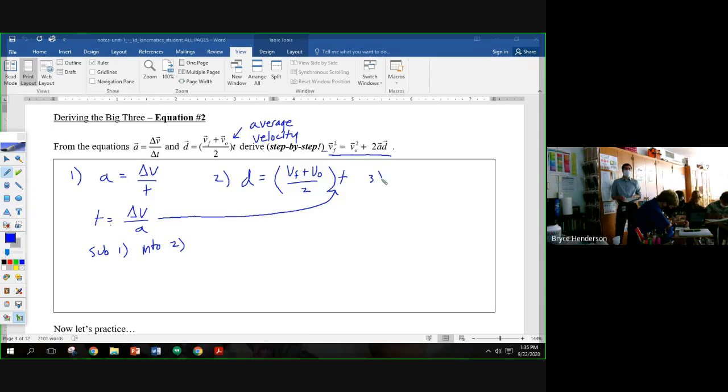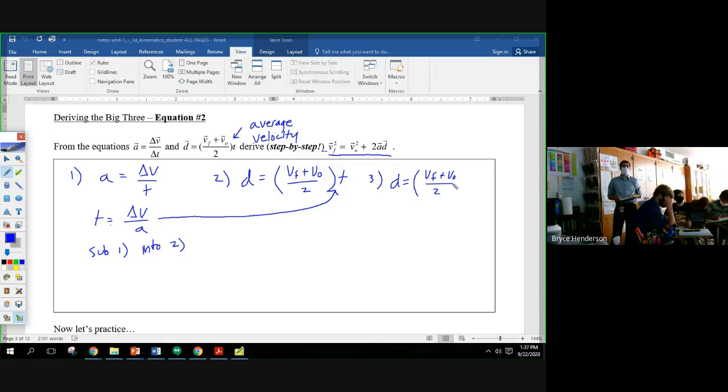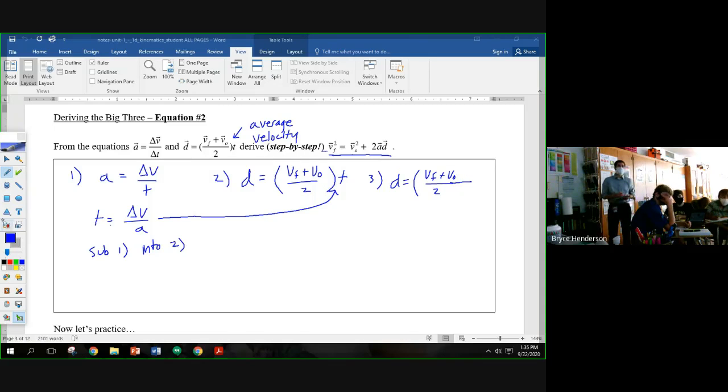Okay, so if we did that, I'll write it next to this plus. We would have d equals v sub f plus v sub o all over 2. Hold on, sorry, I'll write it first this way. We would have v sub f plus v sub o over 2. And then in place of t, I'm plugging in delta v over a. Sorry about that.